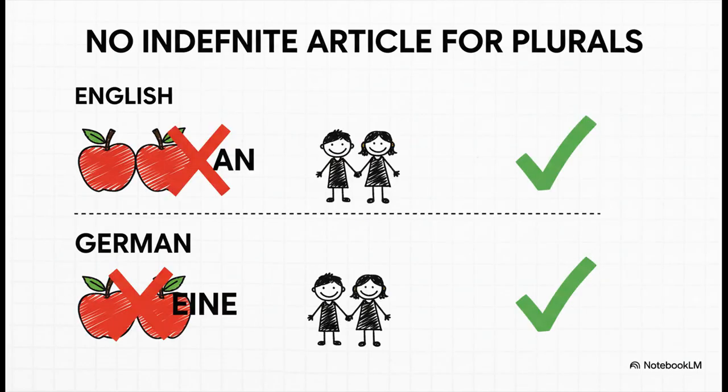Okay, so what about plurals? Well, think about English. You'd never say a cars or an houses. It just doesn't make sense. And it's the exact same in German. There is no indefinite article for plurals. You just use the noun all by itself. So you'd say Kinder spielen. Children are playing. Easy, right?